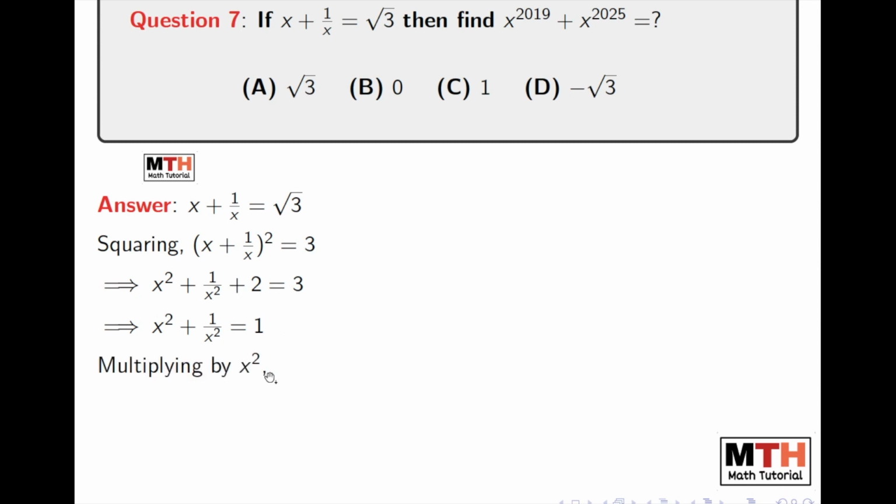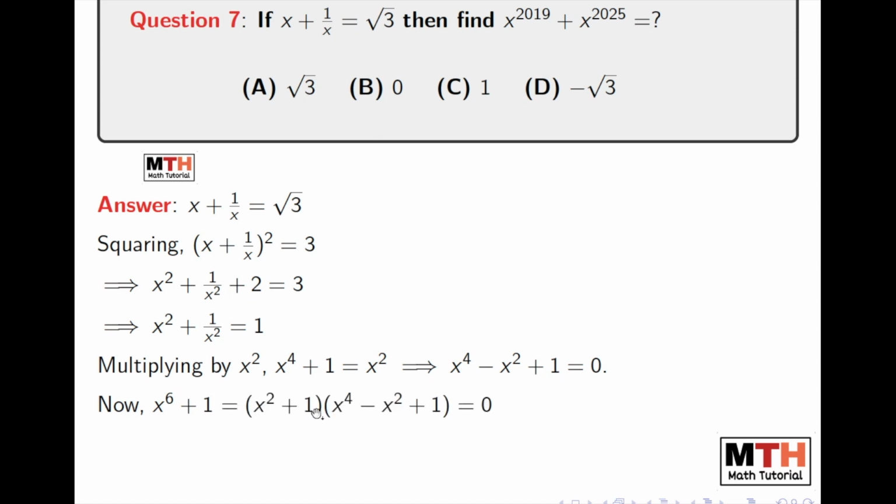Now multiplying by x square, we get x power 4 plus 1 equals x square. So x power 4 minus x square plus 1 equals 0. Now x power 6 plus 1 equals (x square plus 1) times (x power 4 minus x square plus 1). Here we are using the formula of a cube plus b cube. And since the quantity x power 4 minus x square plus 1 equals 0, we get the value of x power 6 plus 1 to be 0.